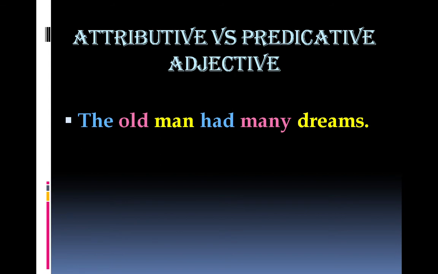Now compare these examples with the next one. The man was old. It's the same adjective and the same noun, but now the position has changed. In this sentence, the noun comes first and the adjective comes later. Man is the noun and old is adjective. In the man was old, the adjective old is also a part of the predicate. So old in this second sentence, the man was old, is a predicative adjective. This is the difference between attributive and predicative adjectives.